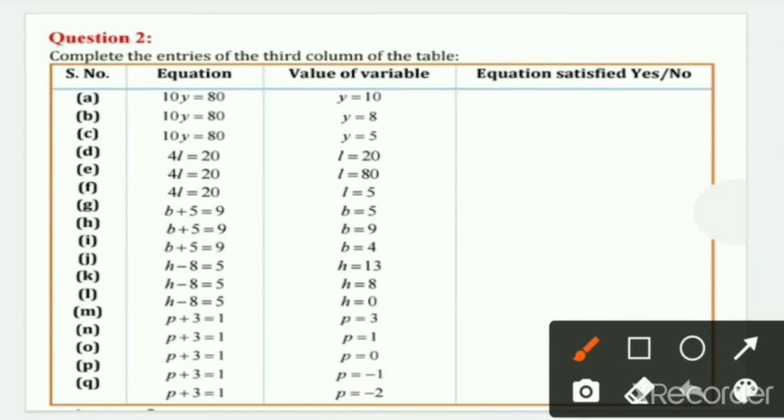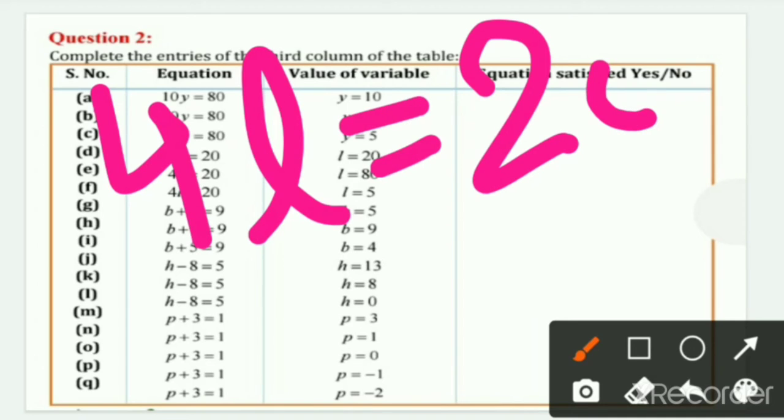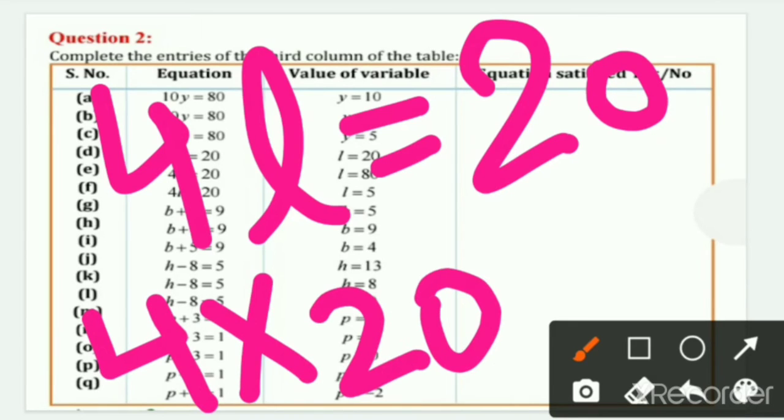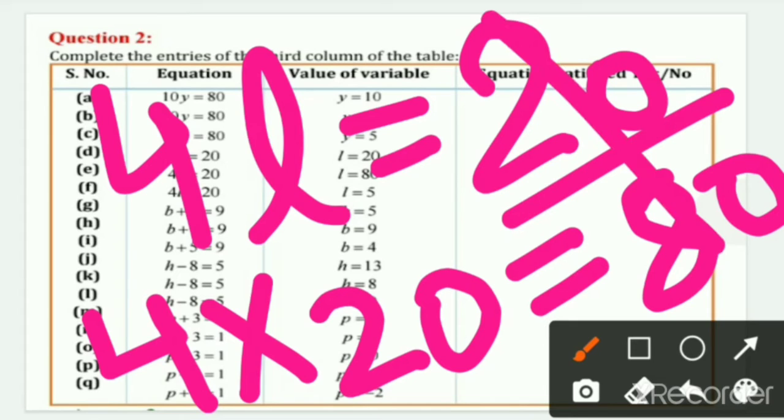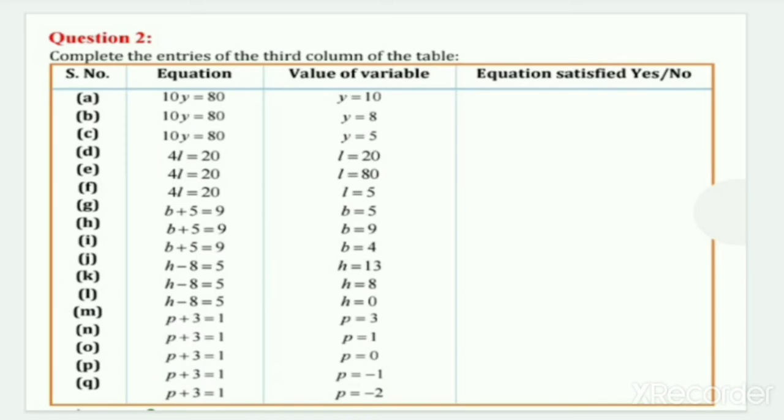Now we have the C part, let's discuss that. It is given 4L is equal to 20 and L is given to us as 20. What is the variable here? L, and its value is given to us, that is 20. Then 4 multiplied by 20 is how much? It is 80. Does 80 equal 20? No, they are not equal. So the equation doesn't satisfy. It is a big no.